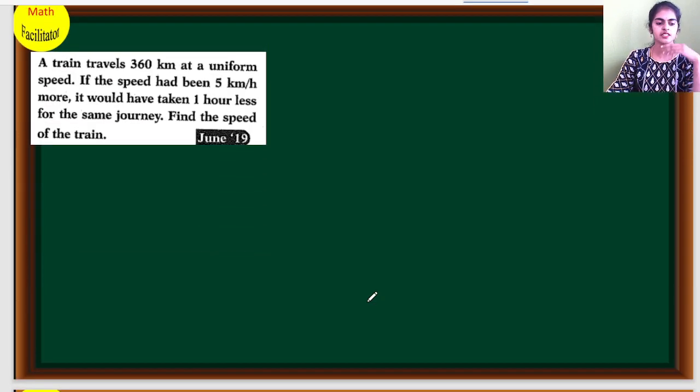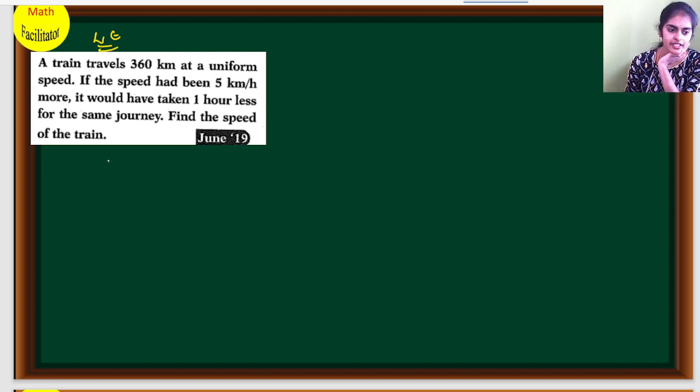Okay, now see this question. A train travels. Now here, this is the quadratic equation chapter. A train travels 360 kilometer at a uniform speed. If the speed had been 5 kilometer more, it would have taken 1 hour less for the same journey. Find the speed of the train. This is linear equations.